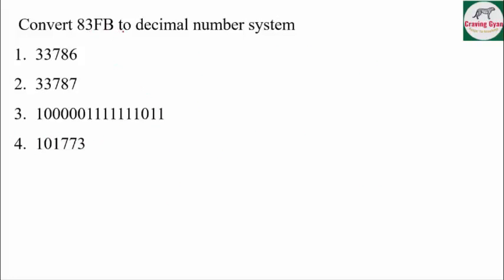Convert 83FB to decimal number system. So 83FB is in hexadecimal format. What you have to do is convert it into a decimal number. How are you going to convert? What is the value of B?